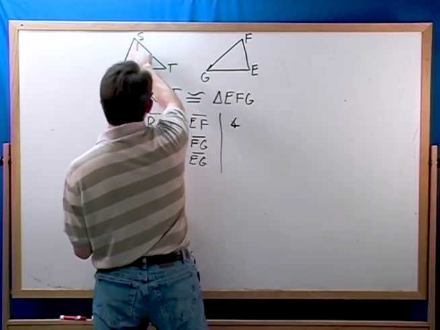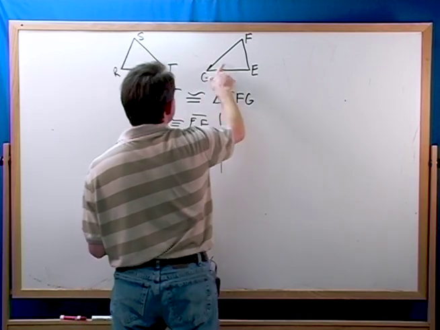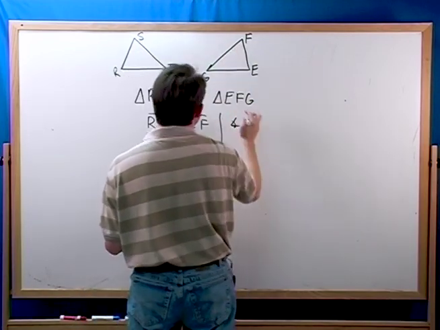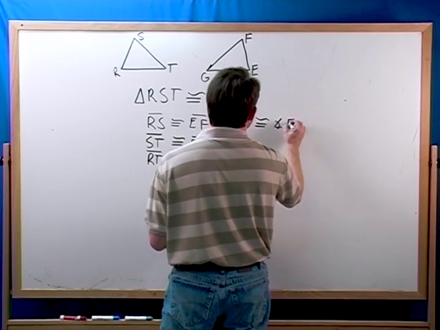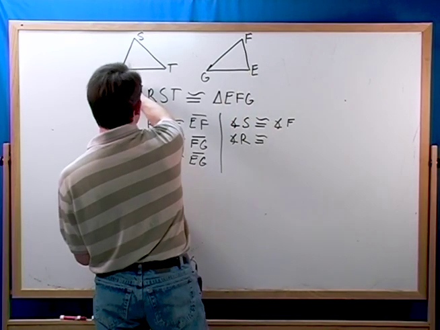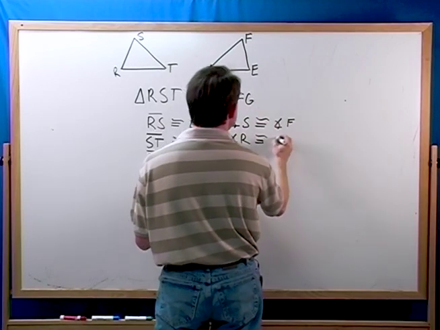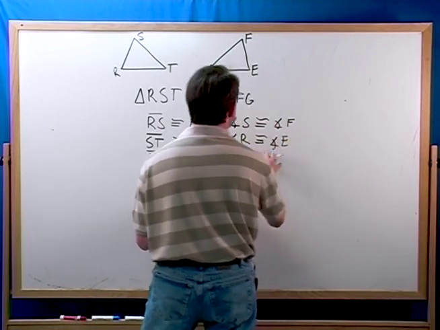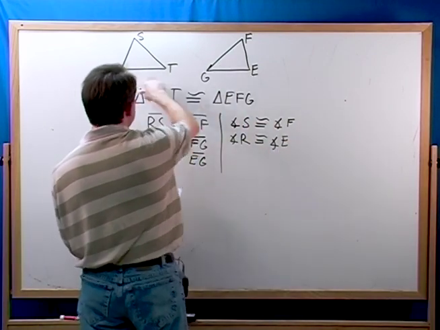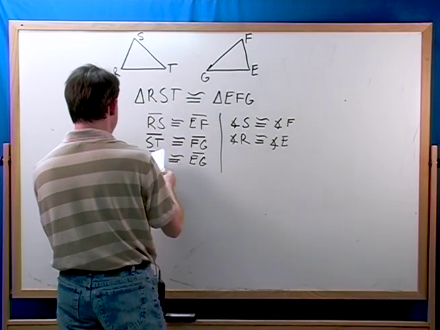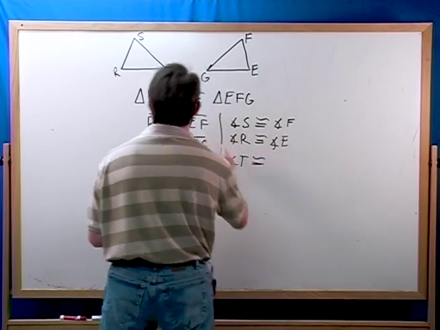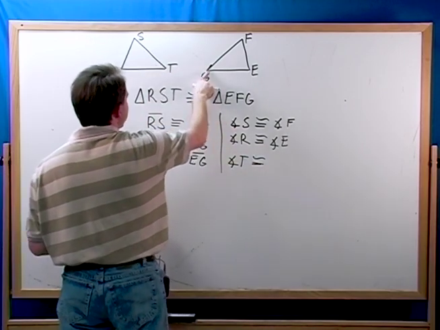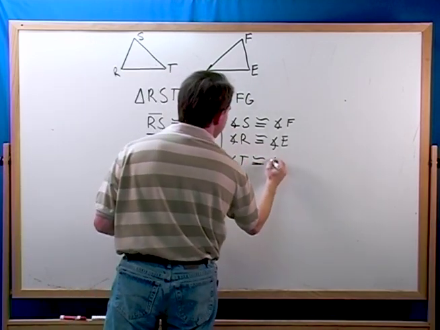So angle S has to be congruent to which angle? Is it this one, or is it, well, it's obviously this one up at the top. Angle S is congruent to angle F, and angle R is going to be congruent with its mirror image, angle E, because these two angles are the ones that have to be equal, because you can see that's the way I've drawn the triangle. And then finally, angle T is congruent, this one here, with this one right here, its mirror image, angle G.